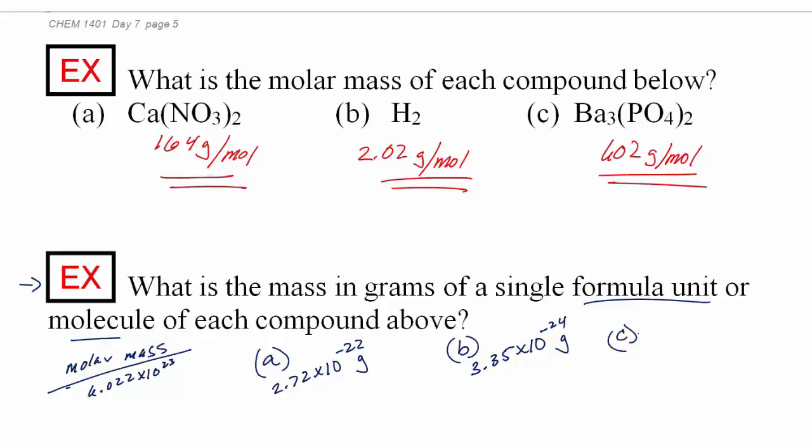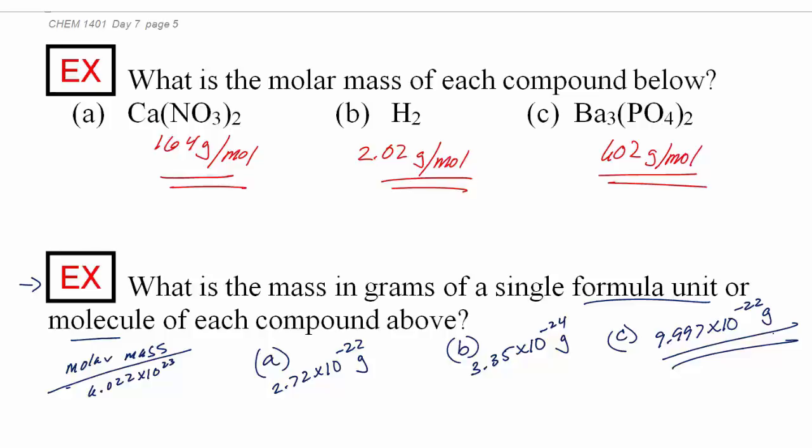602 divided by Avogadro, 6.022 times 10 to the 23rd. About 9.997 times 10 to the negative 22 grams. So they didn't care about sig figs, so I just kind of rounded where I wanted to. Usually 3 or 4 digits is good.